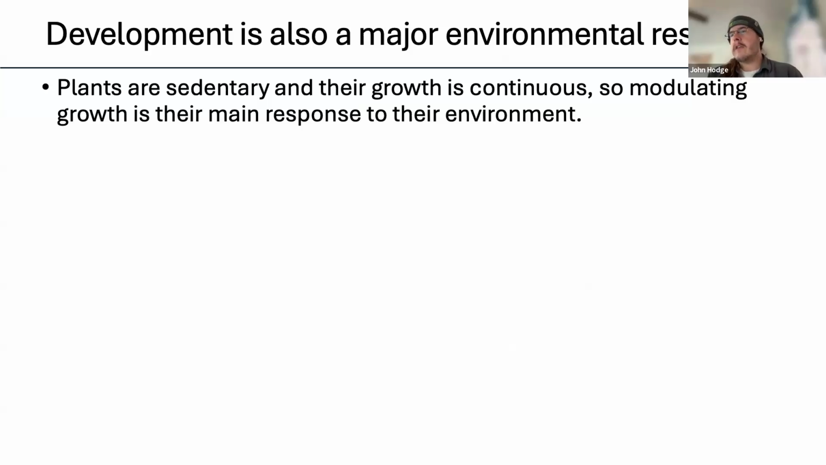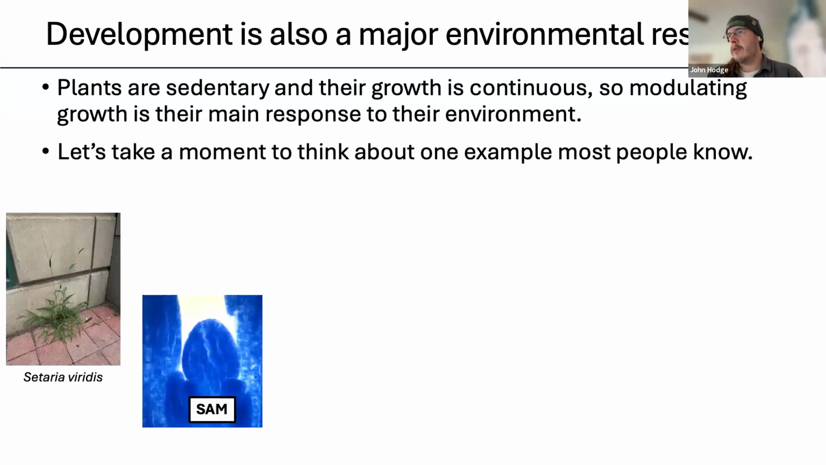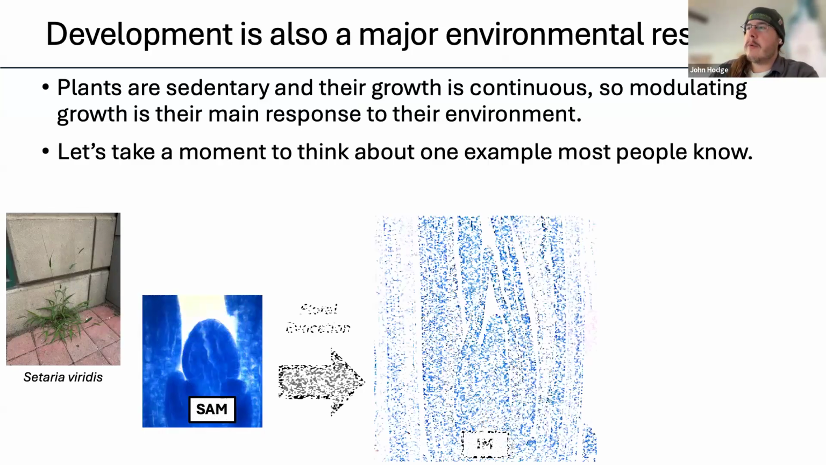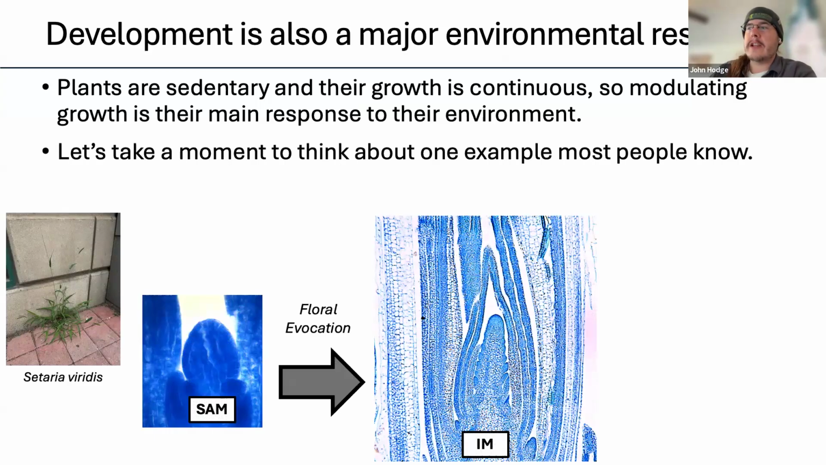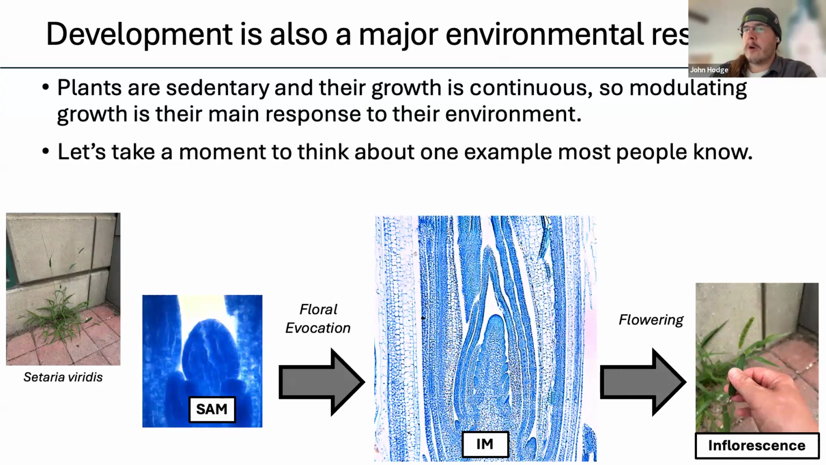Odds are everybody in this room has at least thought about this once. I'm going to provide you an example with this little ditchweed that could, Setaria viridis. If we were to look a little earlier in its life history, it would have this lovely little shoot meristem. However, at some point, evocation is going to take place, and that shoot meristem is going to become an inflorescence. Once that inflorescence forms, that's usually a pretty good marker for about when flowering time is going to happen. So whenever you're measuring flowering time, you're actually looking at a trait that is developmentally derived.